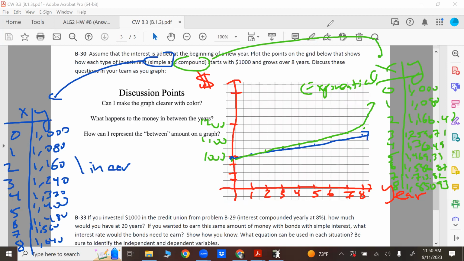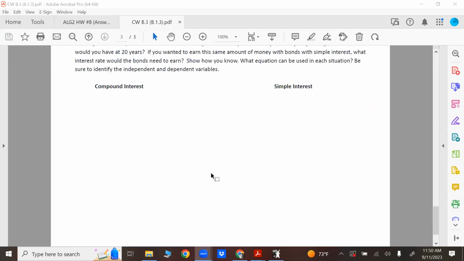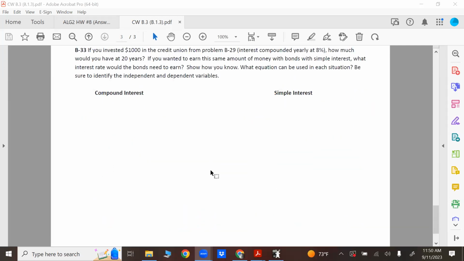Okay, all right, this will be the last thing we'll do for today before we do the homework and the homework quiz. You invest $1,000 in a credit union from problem B29, compounded yearly at 8%. How much would you have after 20 years? If you want to earn the same amount of money with bonds and simple interest, what interest rate would the bonds need to earn? Show how you know. What equations could you use in each situation?